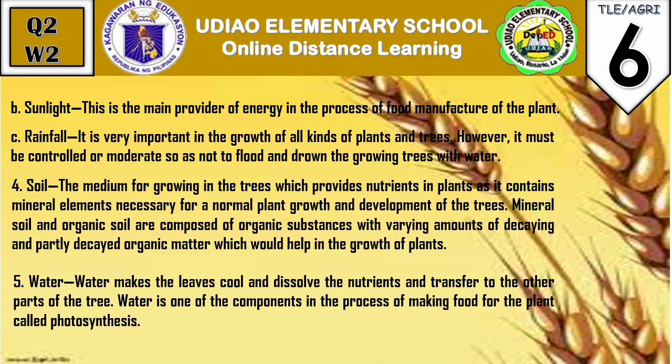And number 5, water. Water makes the leaves cool and dissolve the nutrients and transfer to the other parts of the tree. Water is one of the components in the process of making food for the plant called photosynthesis.